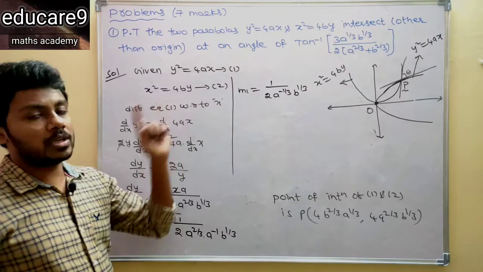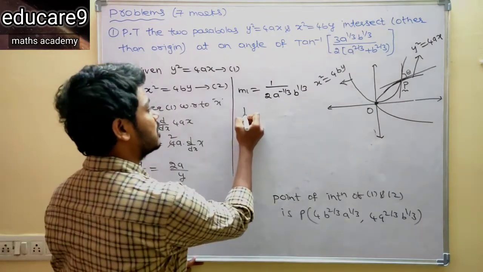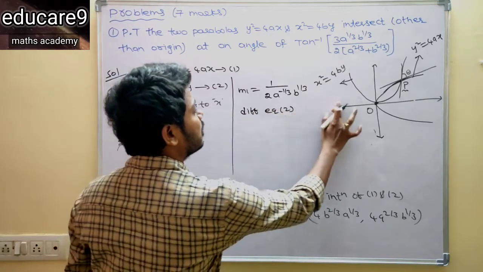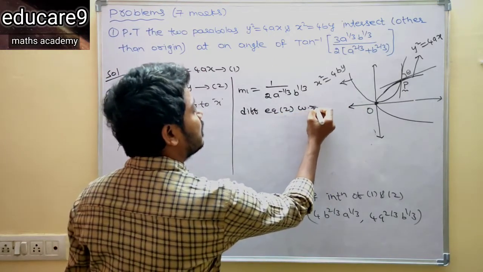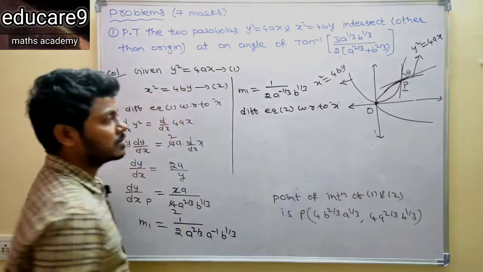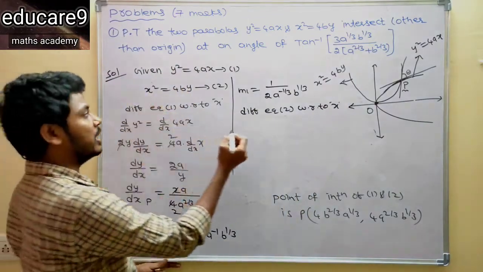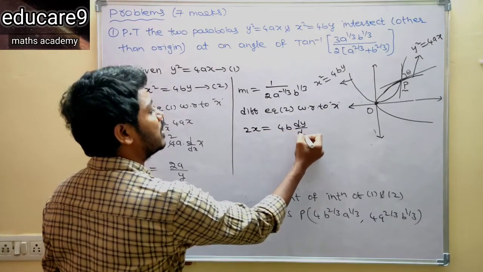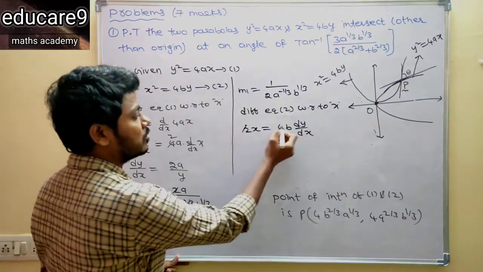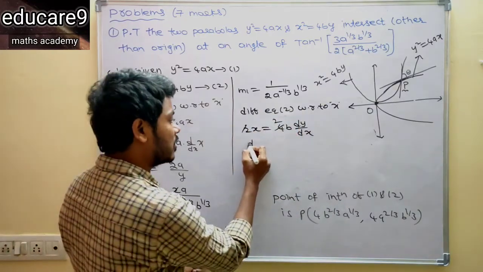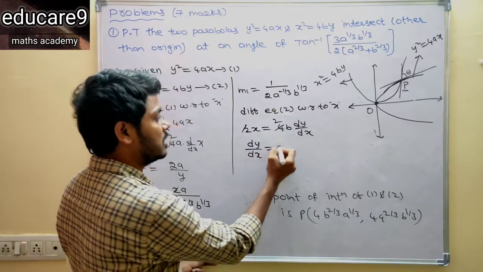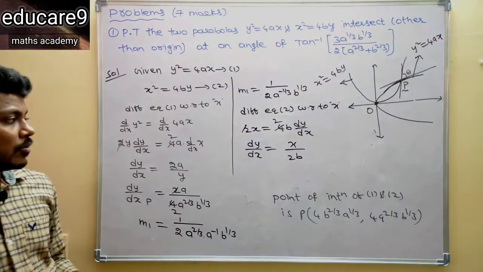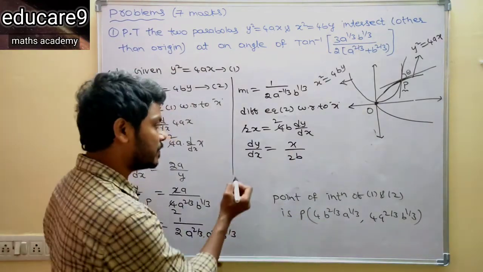Next, differentiate equation 2 with respect to x. The derivative of x square is 2x, which equals 4b into dy by dx. Therefore, dy by dx is equal to x by 2b.